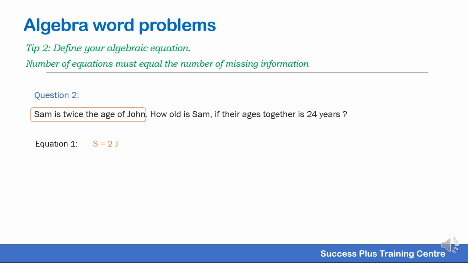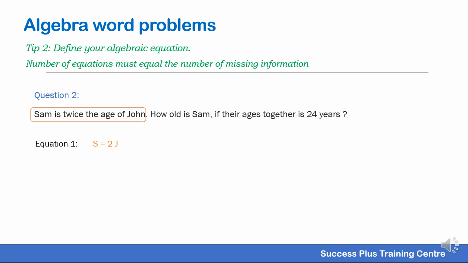Let's have a look at the first phrase. Sam is twice the age of John. Using previous videos, you should now know this can be abbreviated to S equals 2J. When we say S equals 2J, this means I have two missing information. Clearly, the question did not state the age of John or the age of Sam. Two missing information in one equation means I need another equation to solve the first equation. This means whenever we have two missing information, we must have two equations.